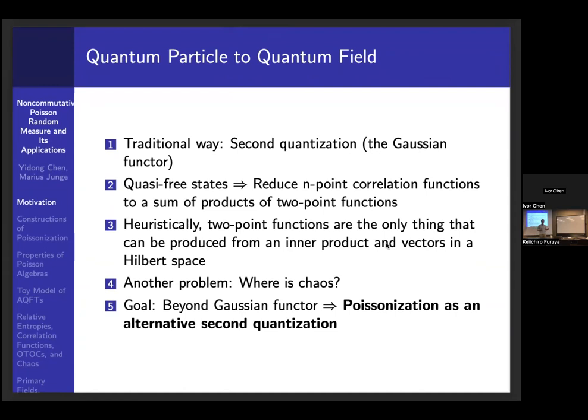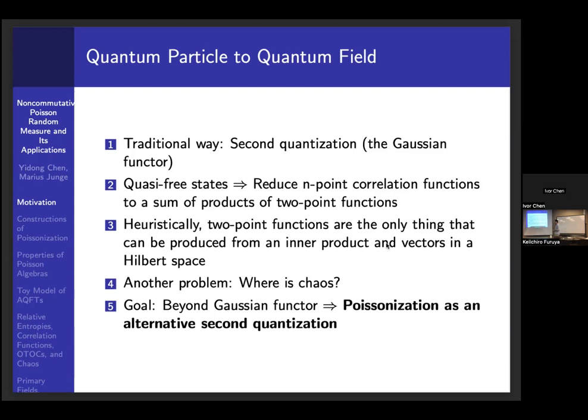And the traditional way is to go through the machinery of second quantization. What do we do? Well, basically, we take a Hilbert space, to be more precise, we take a symplectic space, and produce a Weyl algebra by looking at the CCR relations. And then we look at its representation by quasi-free states. That's basically what we do in this arrow. So heuristically, there are some problems already that we can talk about here.